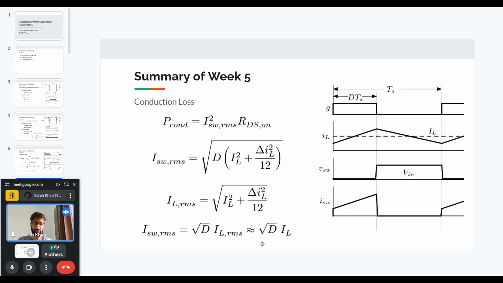So we will use the simplifying assumptions in the calculations, but we can also use the full expressions because it's not that complicated. But we can simplify this if the inductor current ripple is very small.